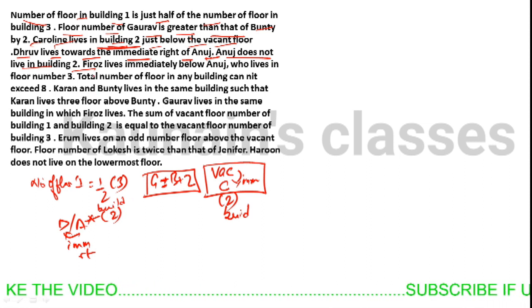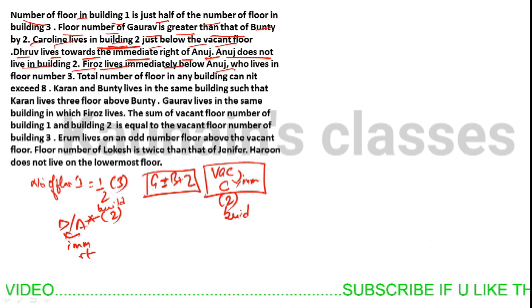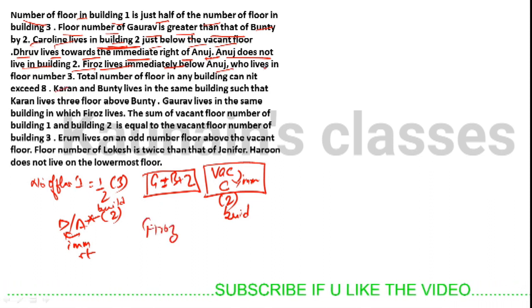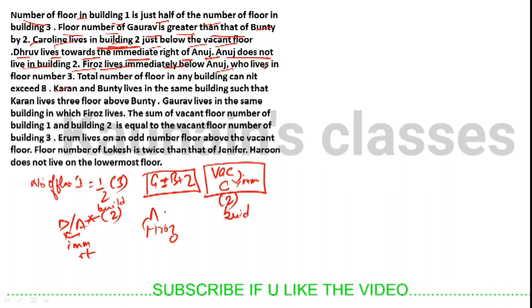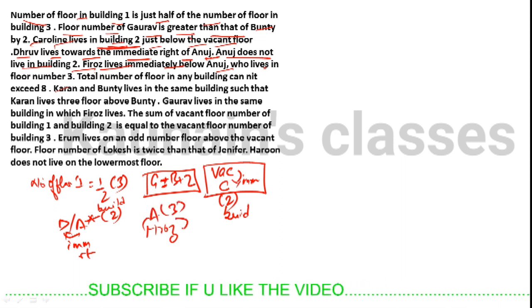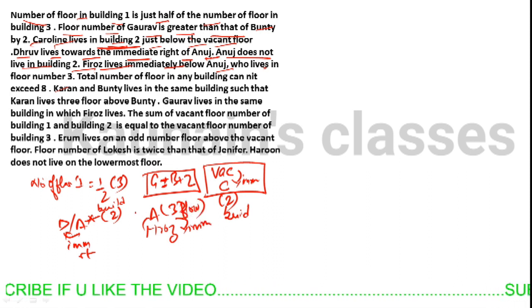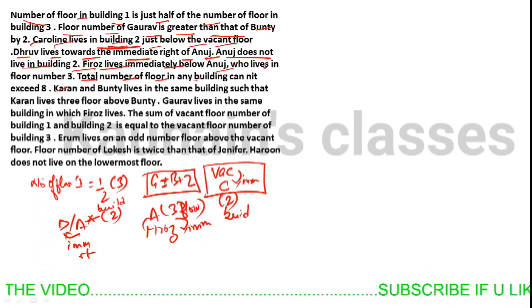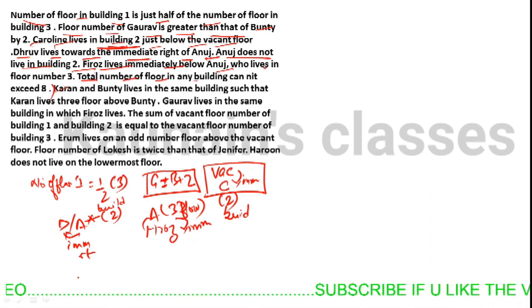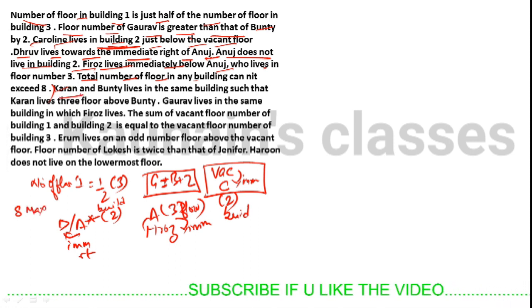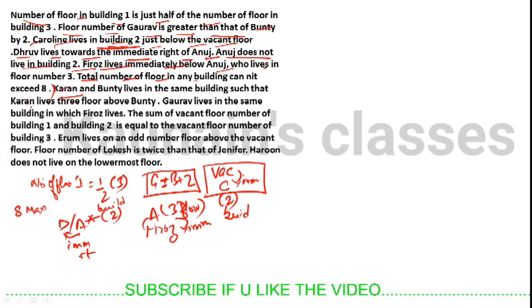Okay. Firoz lives immediately below Anuj, who lives in floor number 3. And this is floor. Okay, let's move further. Total number of floors in any building cannot exceed 8. So 8 is the maximum number of floors that any building can have.